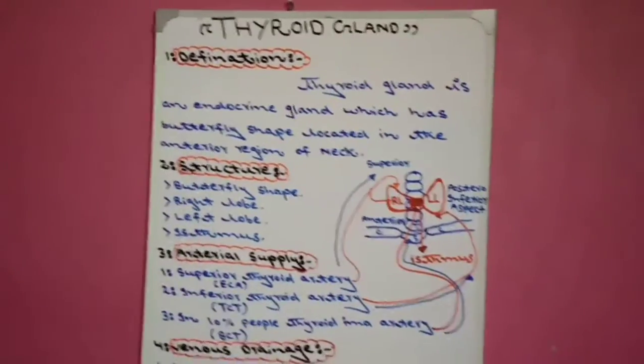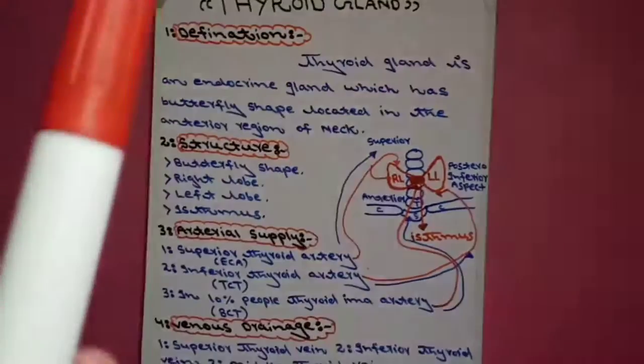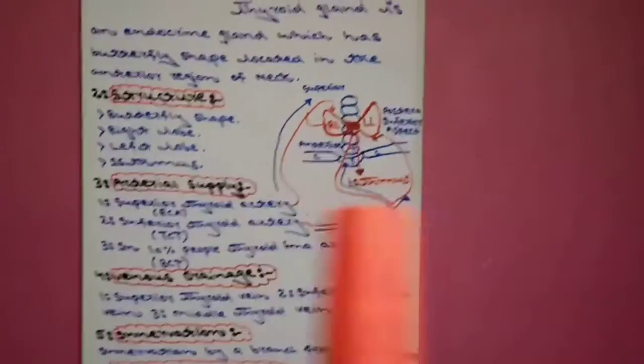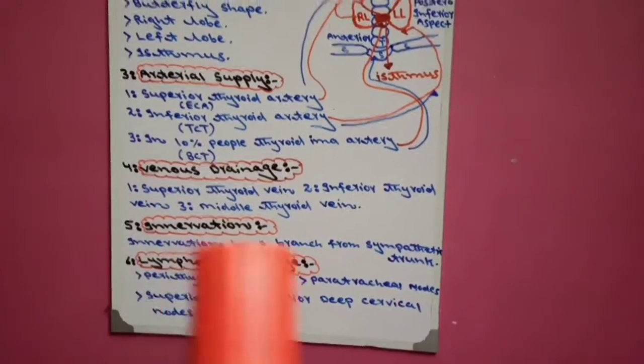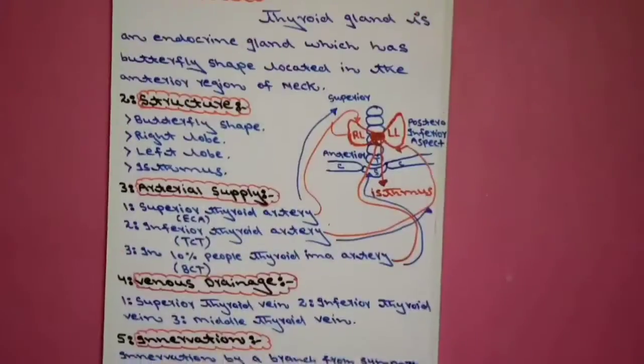Now today our topic is complete. We studied the thyroid gland definition, structure, diagram, arterial supply, venous drainage, innervation, lymphatics.